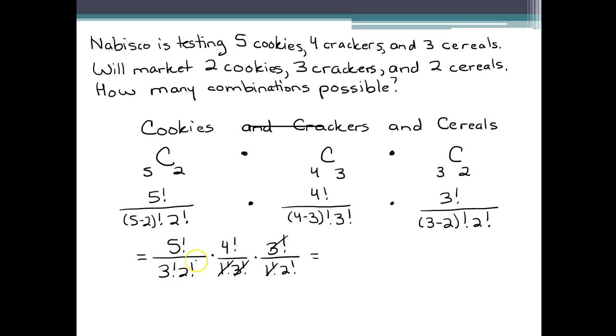5 factorial over 3 factorial is going to leave us with 5 times 4, because 3 on down will be reduced. 4 factorial over 2 factorial is going to leave us with 4 times 3, because 2 on down is going to be reduced. And on the bottom you still have 2 factorial, which is 2. Well, 2 goes into 4 2 times. So 5 times 2 is 10, times 4 is 40, times 3 is 120.